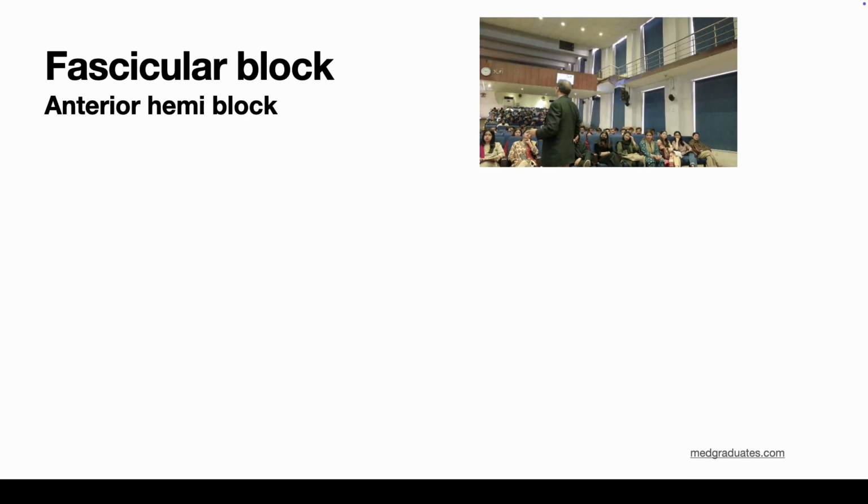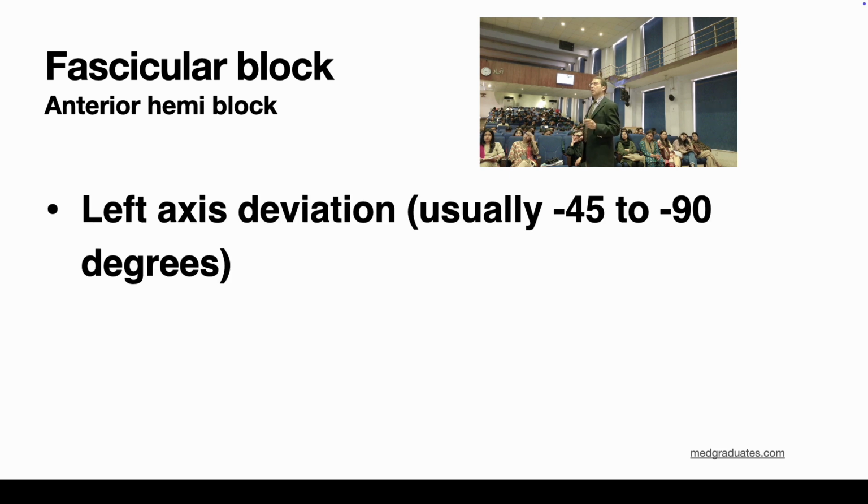Now you can have fascicular block. The left bundle has two fascicles, the anterior fascicle and the posterior fascicle. So it can be anterior fascicular block or posterior fascicular block. It's called hemiblock: anterior hemiblock and posterior hemiblock. Now in anterior hemiblock there is left axis deviation. The complexes are usually broad, but the main important thing is they have left axis deviation.